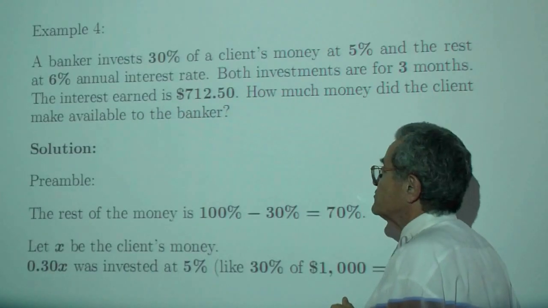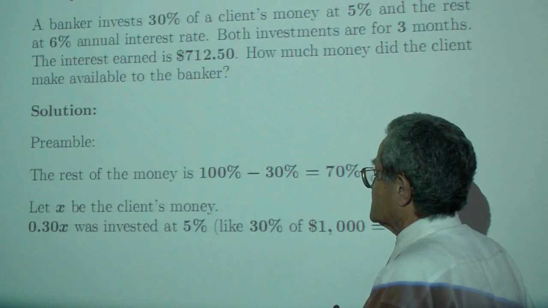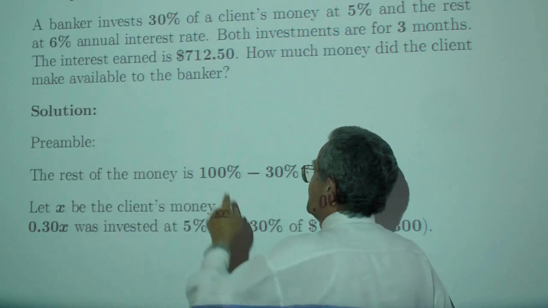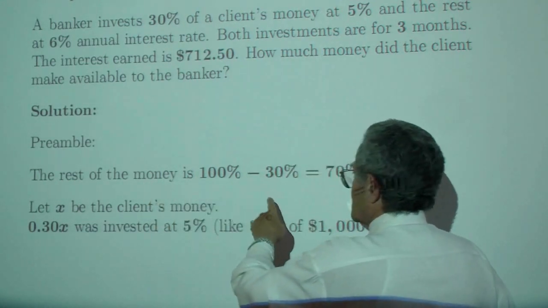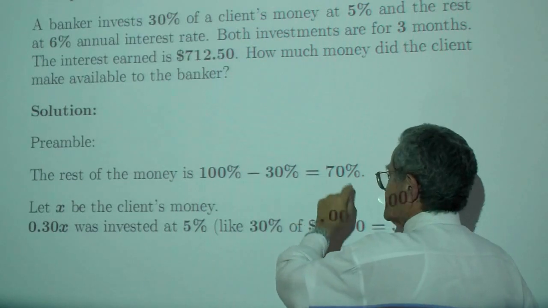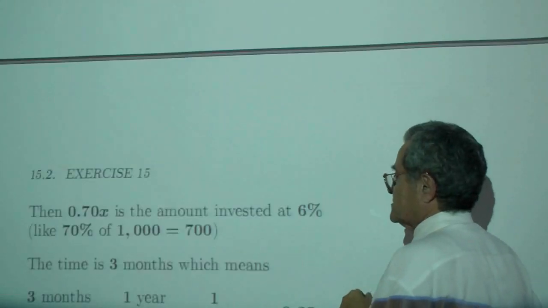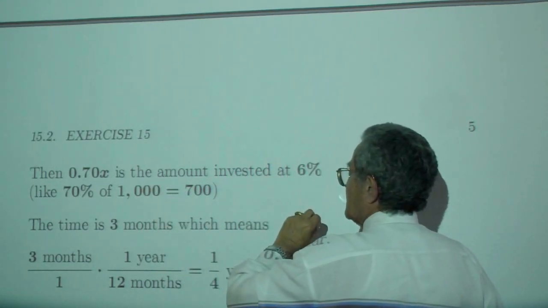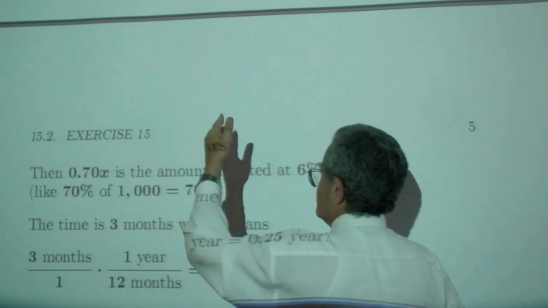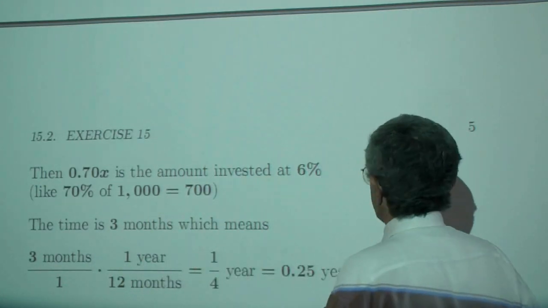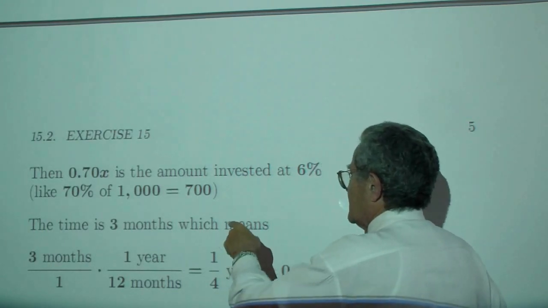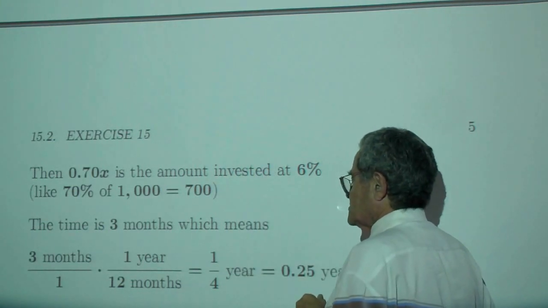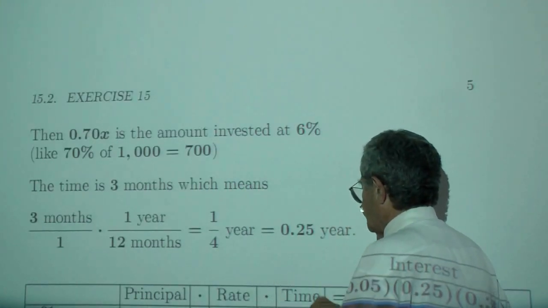So again, I know the total. The total of the client's money is X dollars. 30% of that goes at one rate and the rest, 70%, goes at the other rate. So 70% is invested at 6% and 30% was invested at whatever the other interest rate was. The time is 3 months and we are working with years. The percent is in years. So 3 months is 1/4 of a year, or 0.25 of a year.